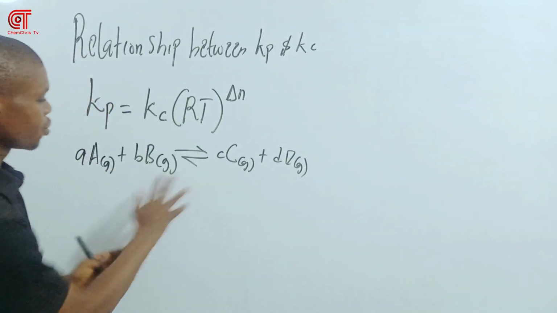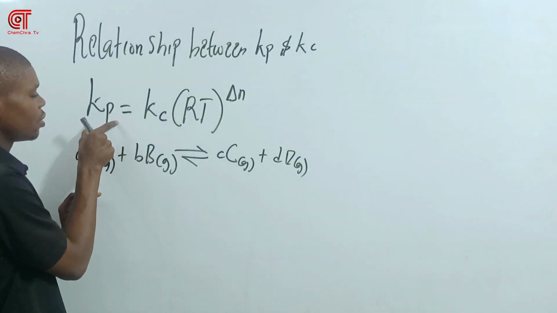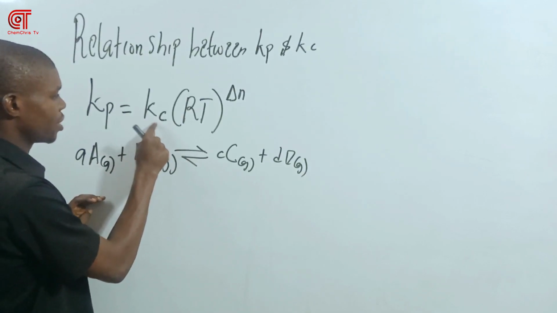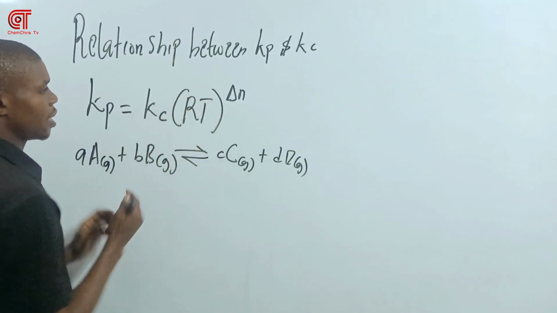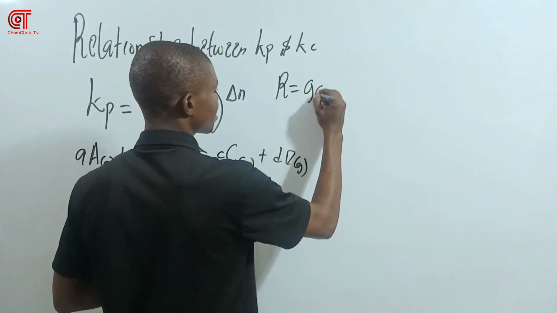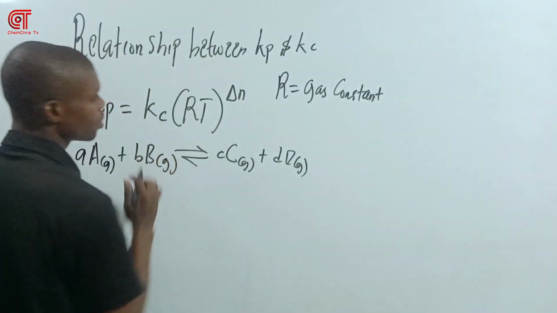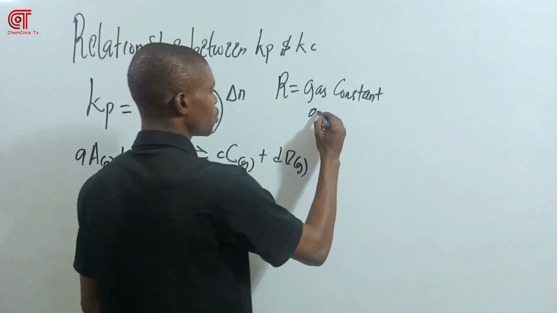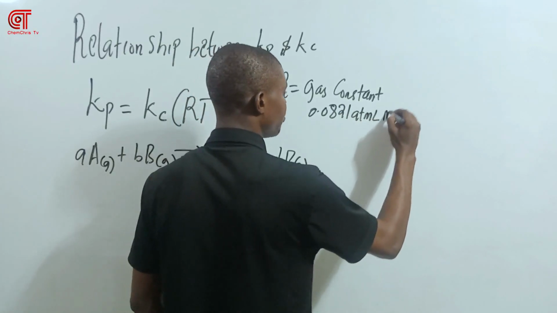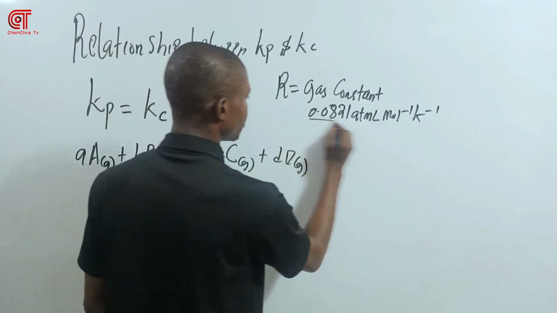So now, Kp is the equilibrium constant in terms of pressure, and Kc is the equilibrium constant in terms of concentration. Let's define the terms. R is the gas constant, and the gas constant we are using here is 0.0821 liter atm per mole per Kelvin. You really want to take note of this.